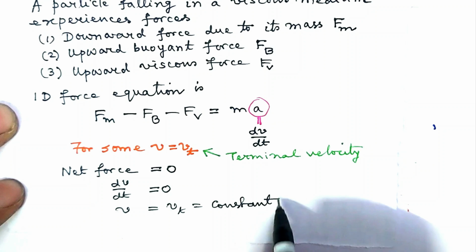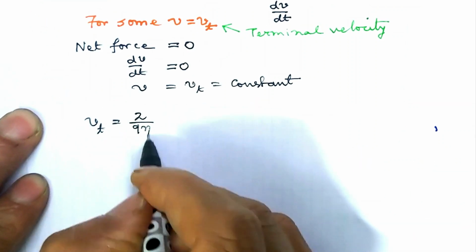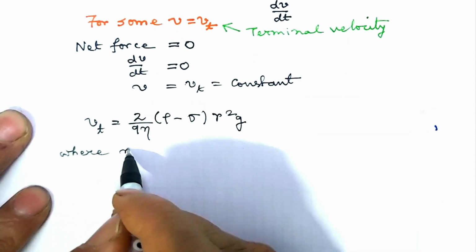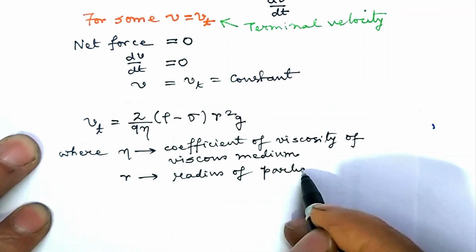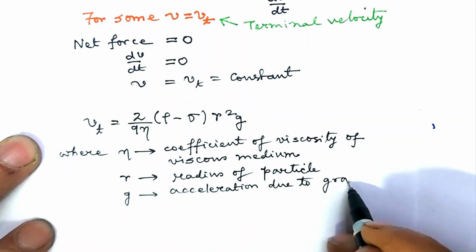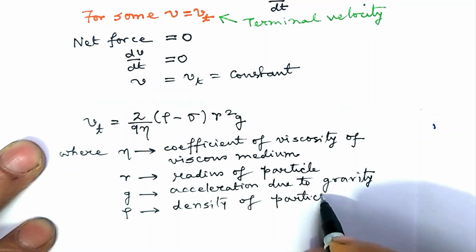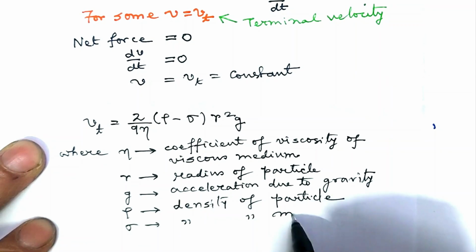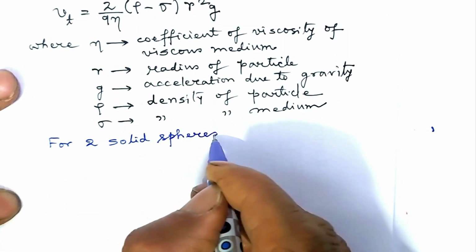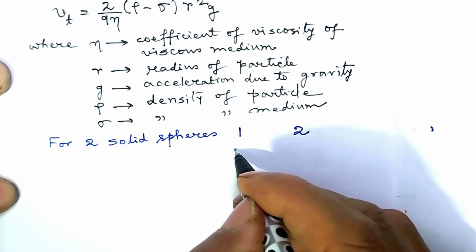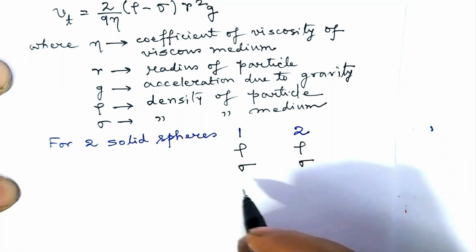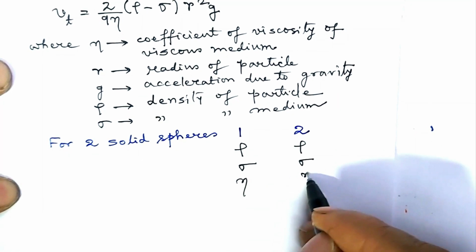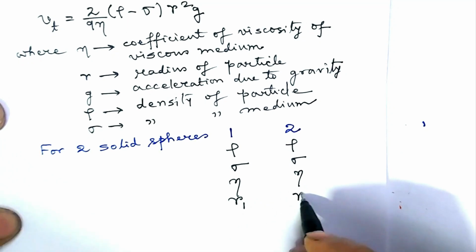The expression of terminal velocity is, where eta is coefficient of viscosity of the viscous medium, r is the radius of particle, g is acceleration due to gravity, rho is the density of particle, sigma is density of medium. For two solid spheres, let us call them 1 and 2. The density rho is same, they are falling in the same medium, so density of medium sigma is same. The coefficient of viscosity of medium is also same. The radii are r1 and r2.